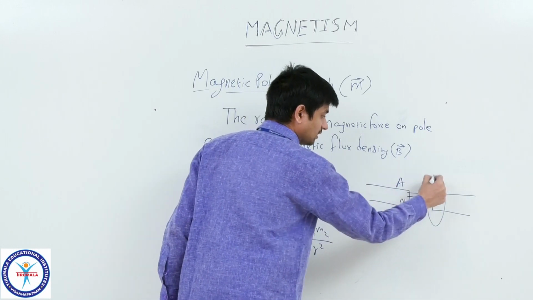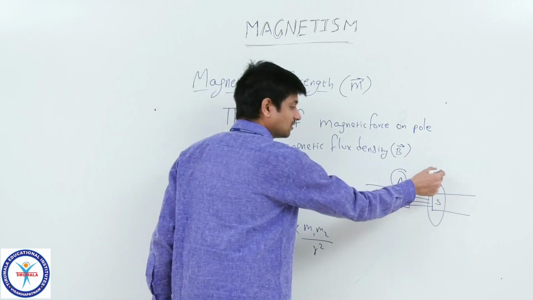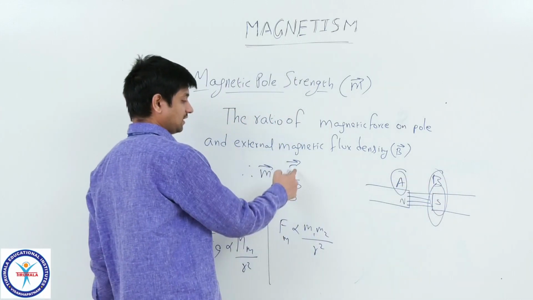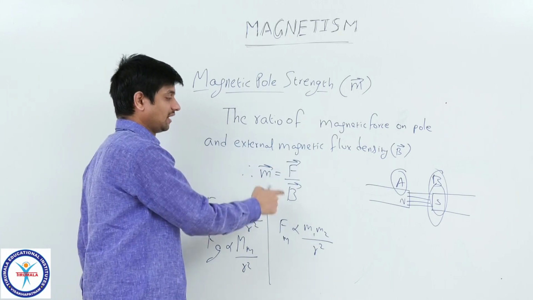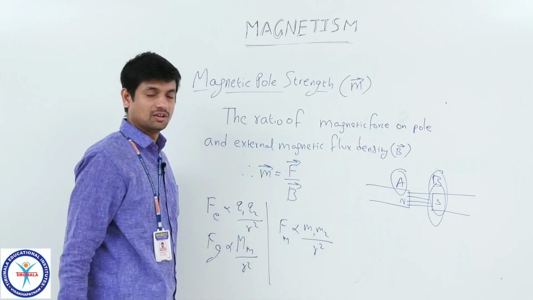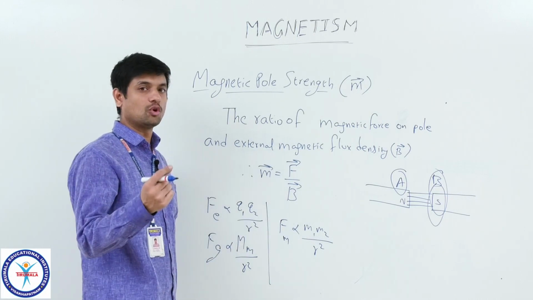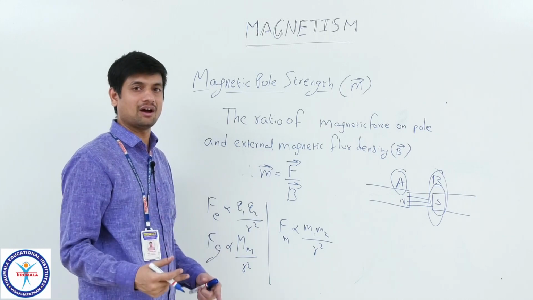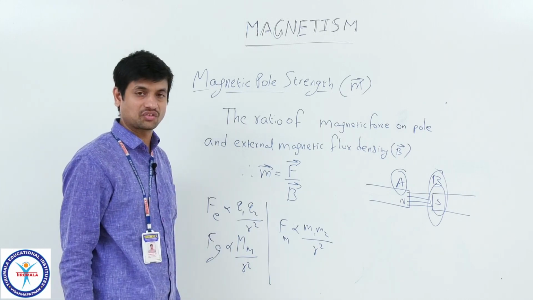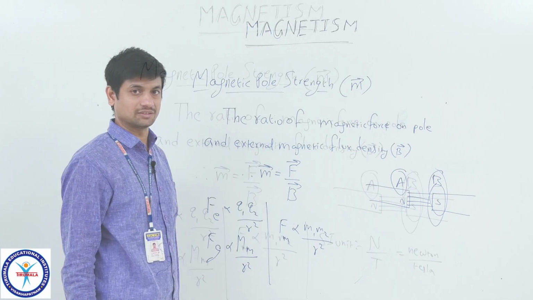If this is A, this is B. The flux density of A acting on the pole B can be known as the magnetic pole strength of A. Force by B. Here B means magnetic flux density. So, to know one pole strength, how much force it can apply on external material due to its field, flux density.